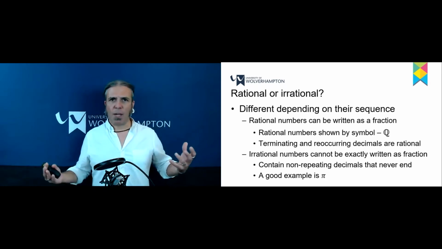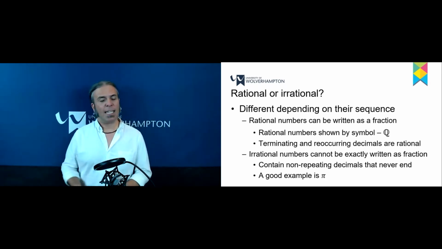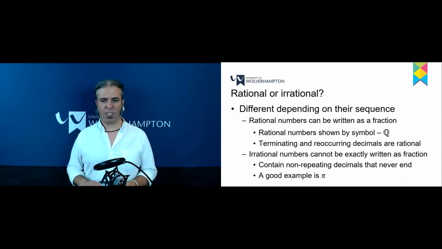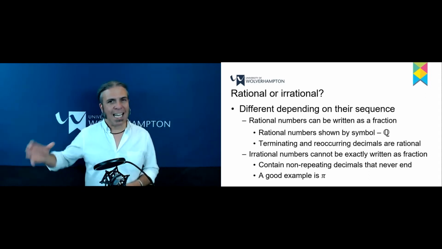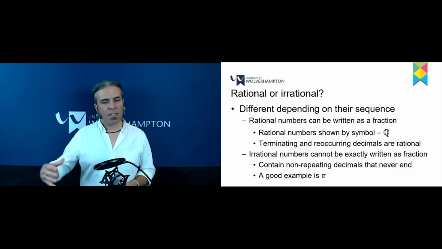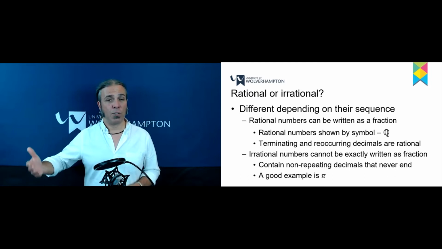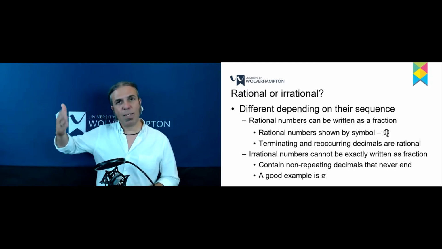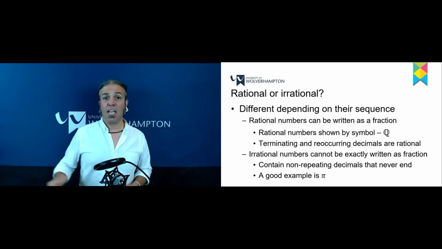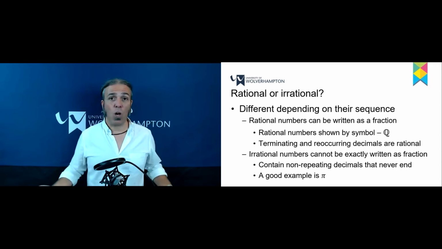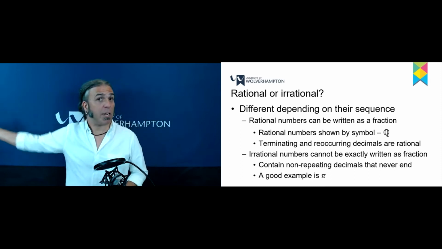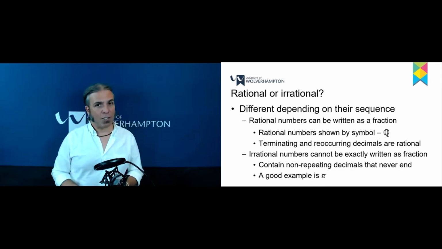Now, numbers can also be rational or irrational numbers, and that really depends on their sequence. So rational numbers can always be written as a proper fraction. And the collection of rational numbers, again, is denoted by a letter-like symbol that looks like a Q. Now, terminating decimals and recurring decimals are rational numbers. A terminating decimal is without the continuously repeating sequence of numbers that you might see if you try and divide 1 by 3. If you do that, we get 0.3 ever recurring. So we get 3, 3, 3, 3, 3, 3, 3, 3 forever. But that's still a rational number.